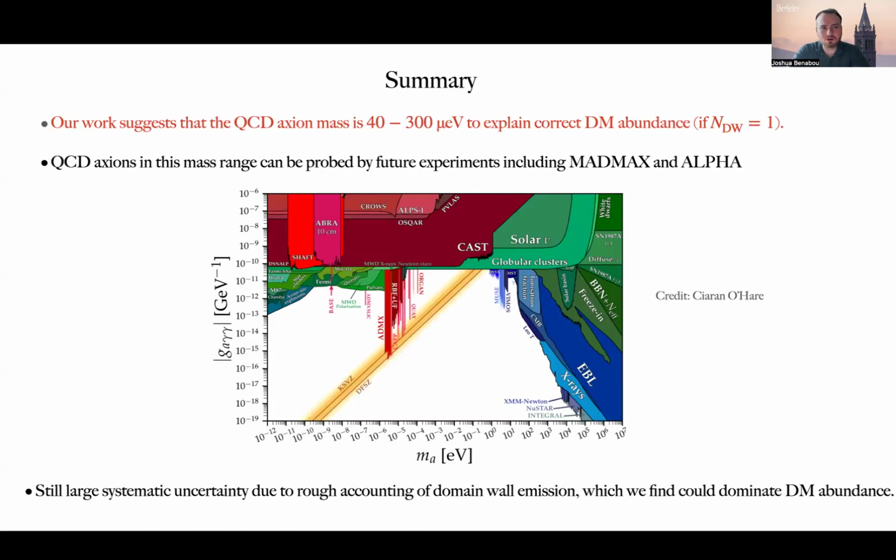In summary, our work suggests that the QCD axion mass lies roughly in the range between 40 and 300 microeV to explain the correct dark matter abundance. QCD axions in this mass range can be probed by future experiments, including MADMAX and ALPHA. On the other hand, our results are subject to a large systematic uncertainty due to our only approximate accounting of emission from domain walls, which we found could dominate the dark matter abundance, though this should be studied in more detail in a future work.